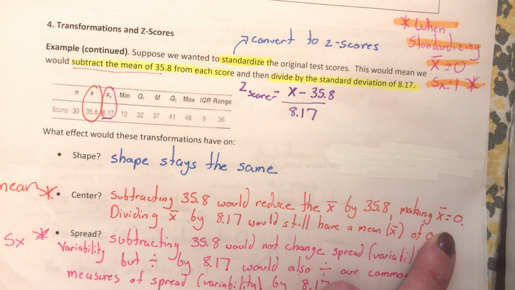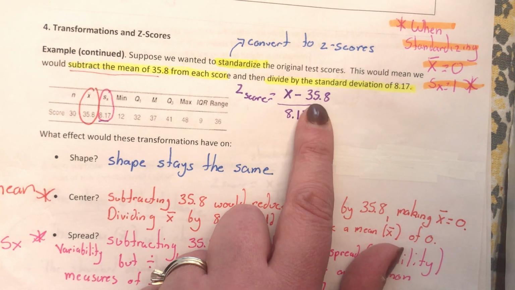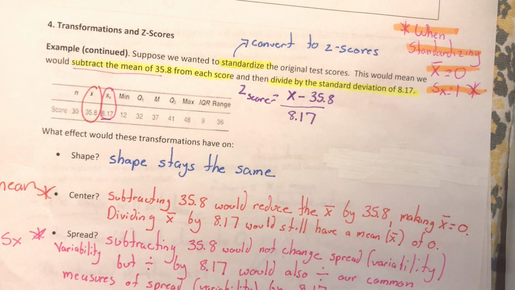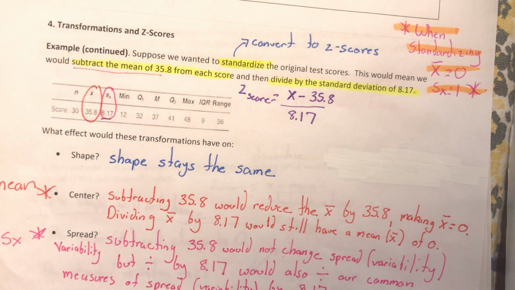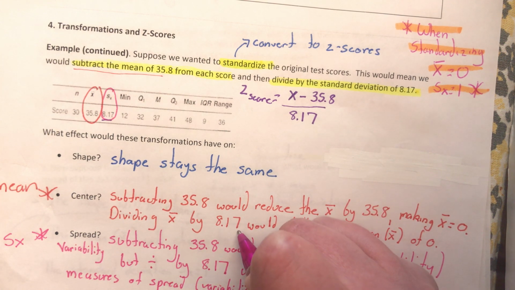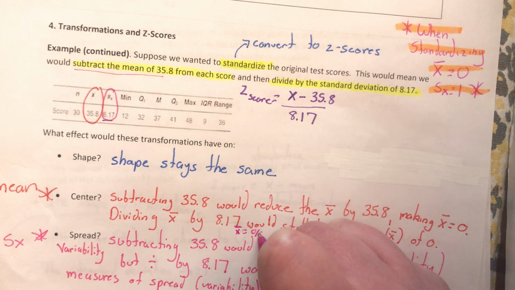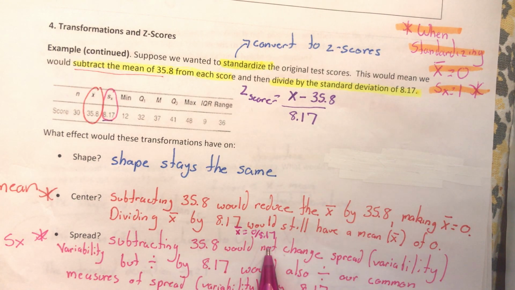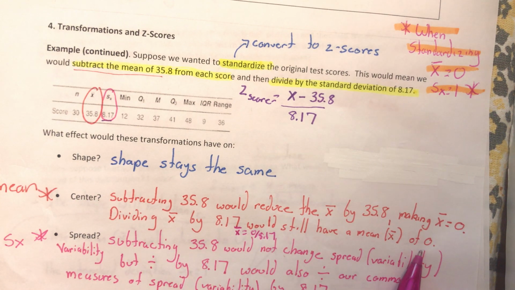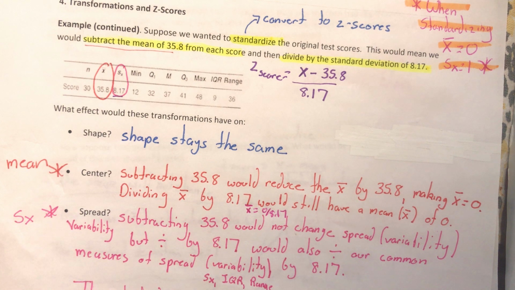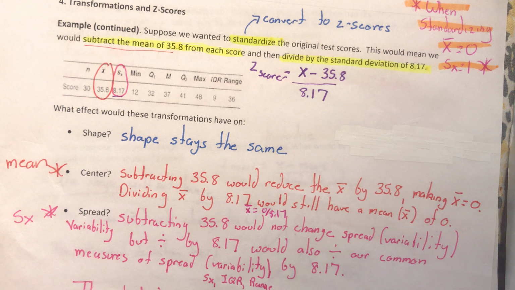Now, what happens next is when we're converting to z-score, after we subtract 35.8, we're going to divide by 8.17. So we would take that mean, x bar, which we had equal to 0, and divide it by 8.17. And when we do that, we are still going to have a mean of 0. So when we are standardizing data values, converting them to their z-scores, we're going to find that no matter what set of data we use, the mean of the z-scores is always going to be equal to 0.